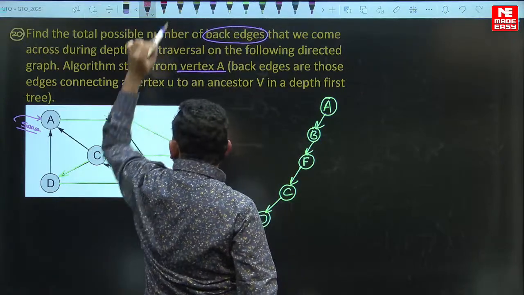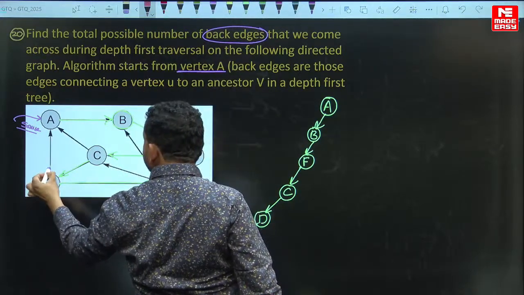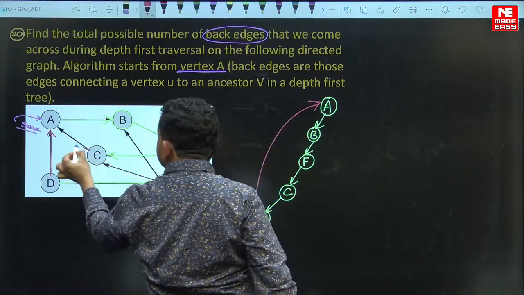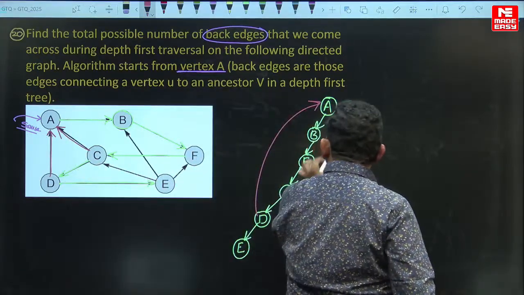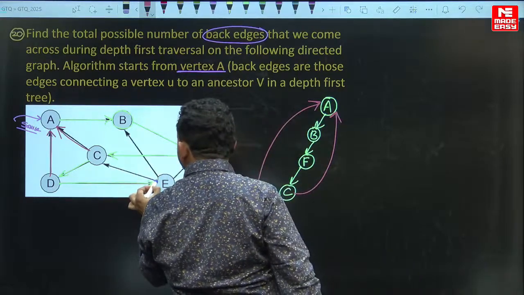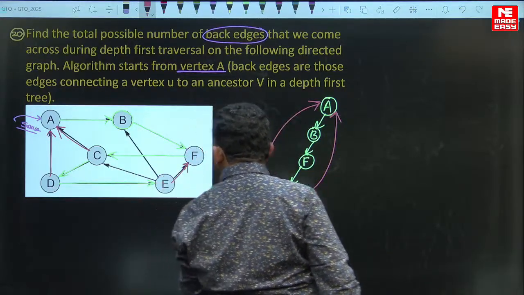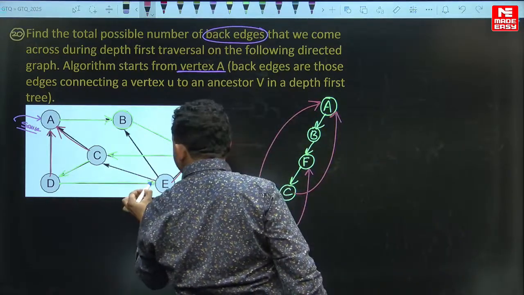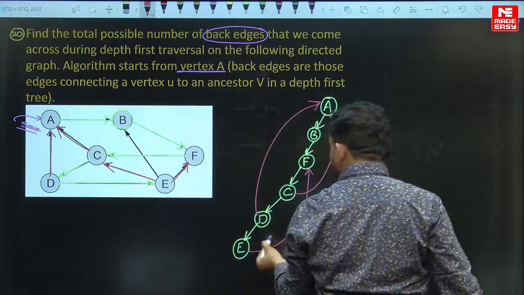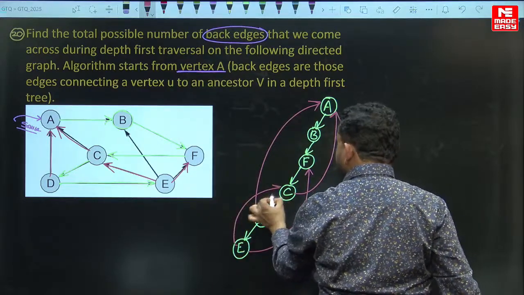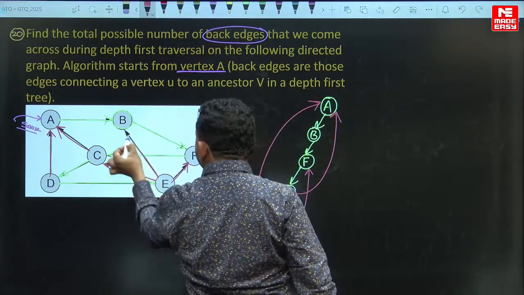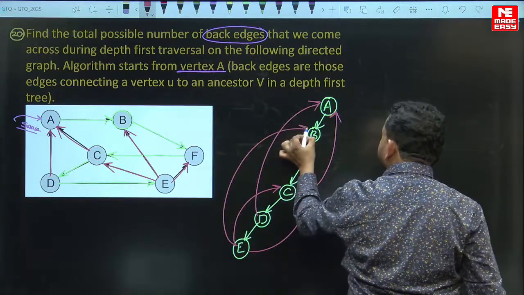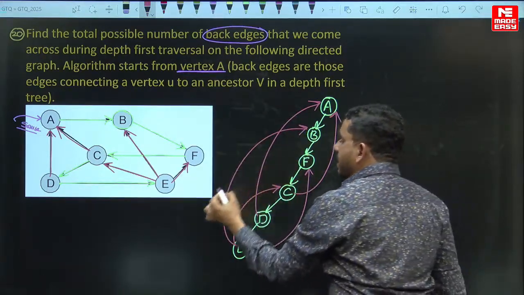Okay, so the remaining edges are: D to A is also a back edge, C to A is also a back edge, E to F is also a back edge, E to C is also a back edge, and E to B is also a back edge. So all the remaining 5 edges are back edges.